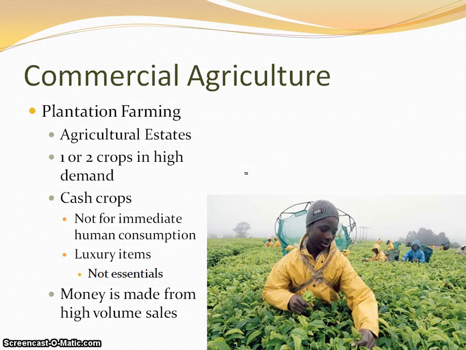The other type of agriculture we're going to look at here is plantation farming, or plantation agriculture. Again, plantation agriculture would be considered a form of commercial agriculture, but it is almost strictly found in less developed countries. You can probably find some pockets of plantation agriculture in more developed countries, but it's not going to be the norm.